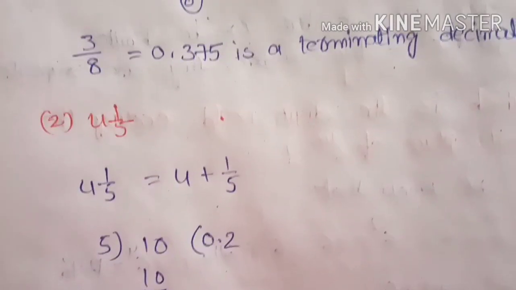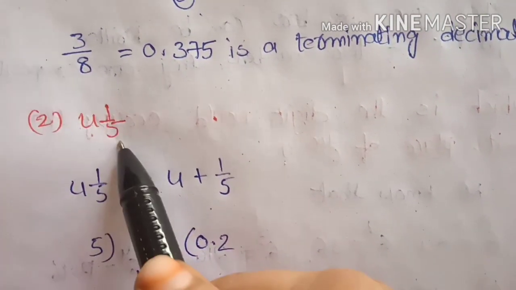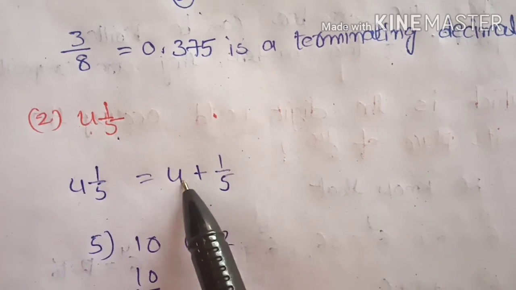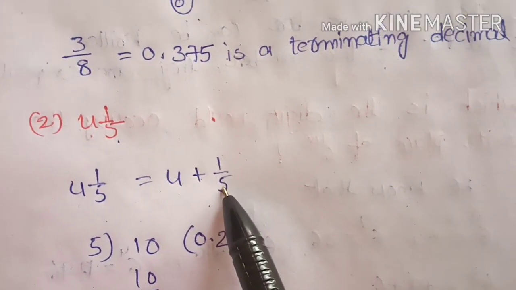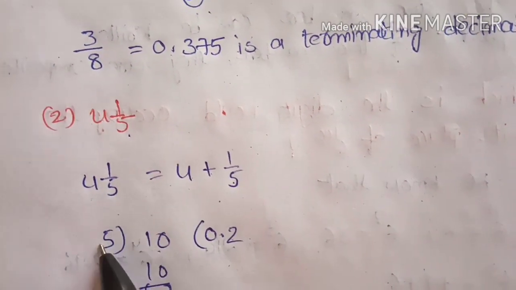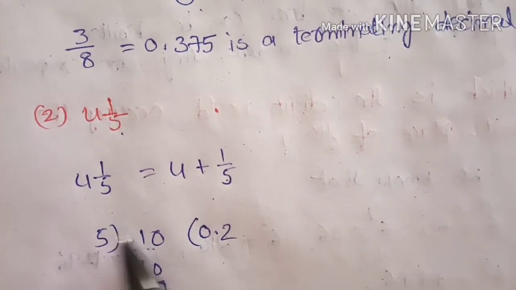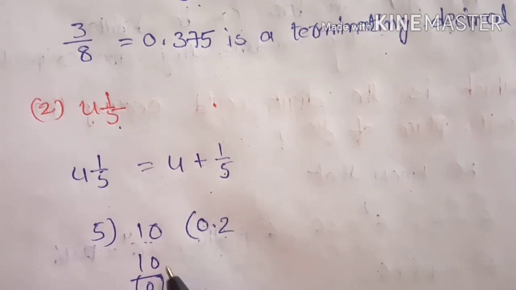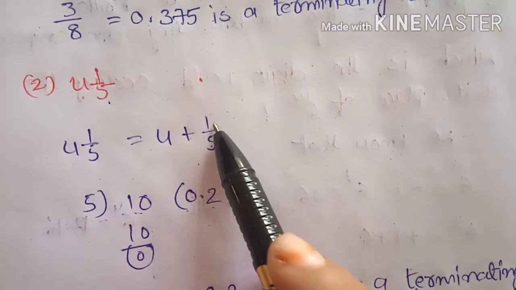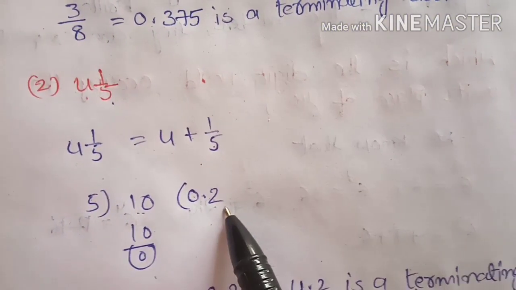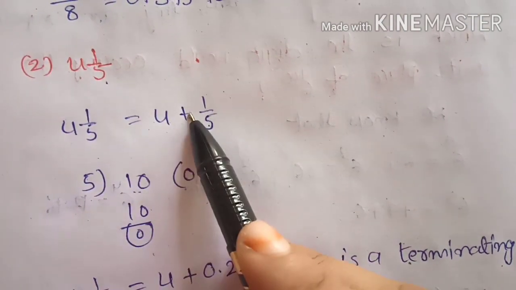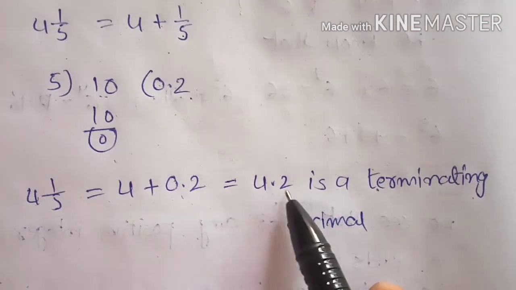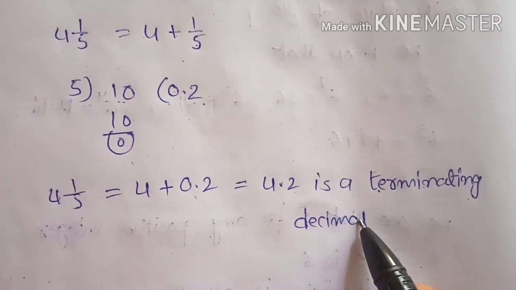Next question. 4 1 by 5. This is a mixed fraction. 4 1 by 5 is equal to 4 plus 1 by 5. 5 divides 1. Then 5 0. Then point 0. 5 2s are 10. Then 1 by 5 means 0.2. Okay, 4 plus 0.2 is equal to 4.2. This is a terminating decimal.